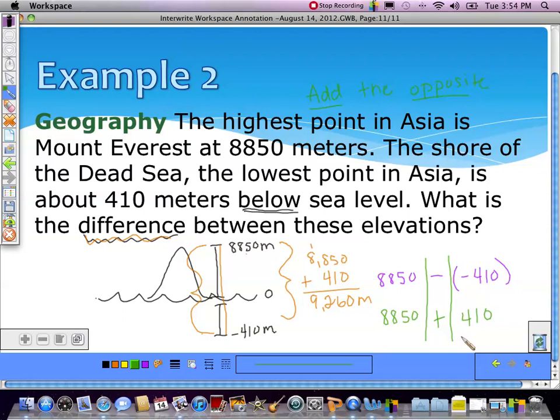And then as you can see, we have a regular addition problem. The signs are the same, so add the numbers and keep the common sign, which is positive 9,260 meters.